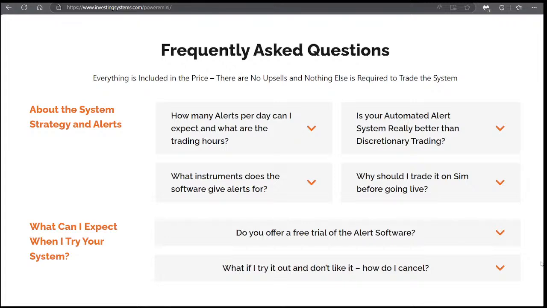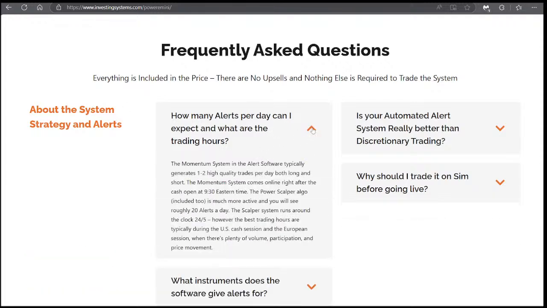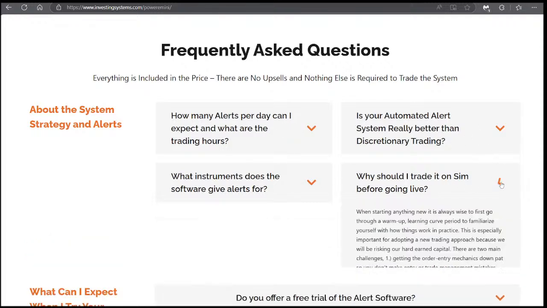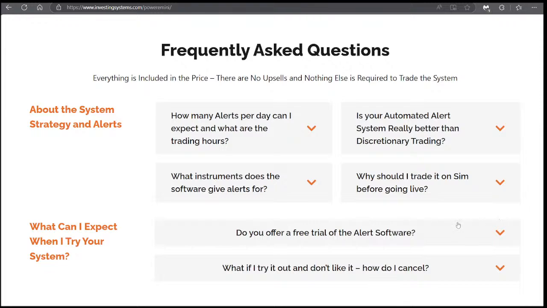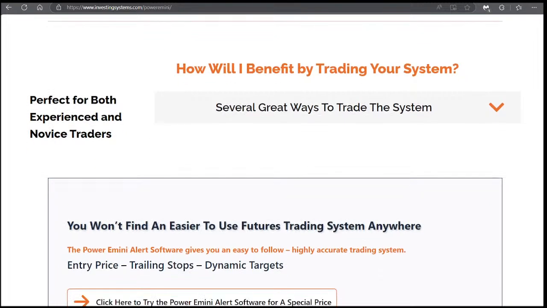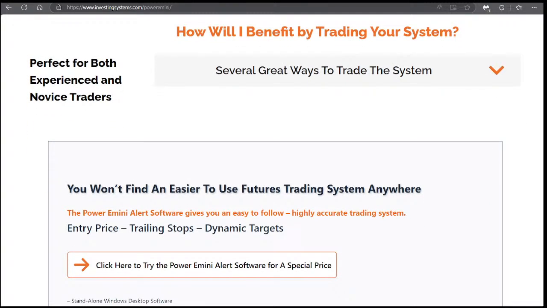So basically, yeah, the rest of this page just covers frequently asked questions and that type of stuff. And so I would actually encourage you to come over here and read this page. Just pop over to investingsystems.com, scroll down and click it, and you'll find this page, because all the details are covered in these little drop down boxes. So there you go. Anyway, I thought I would do something a little bit different, and this is a good one to read here. Several great ways to trade the system.